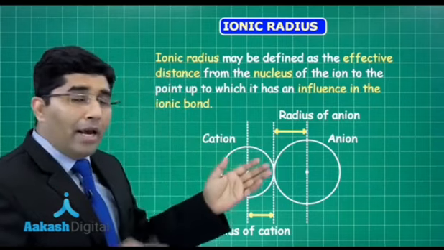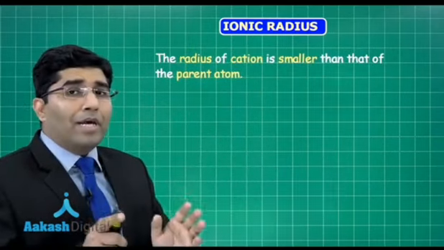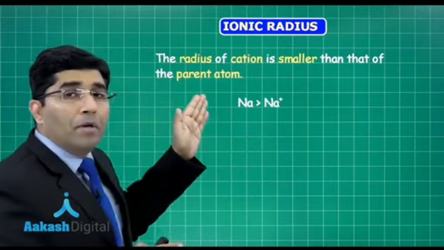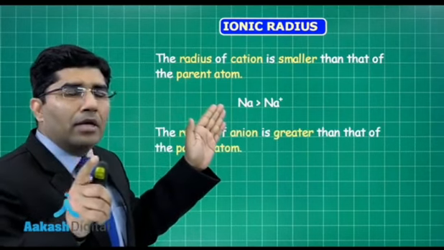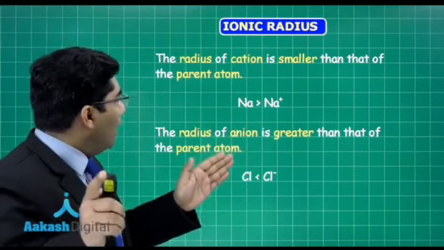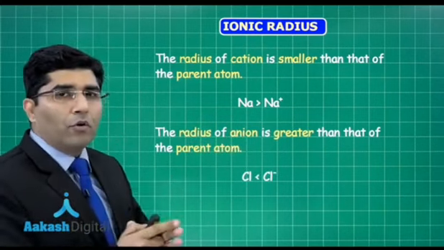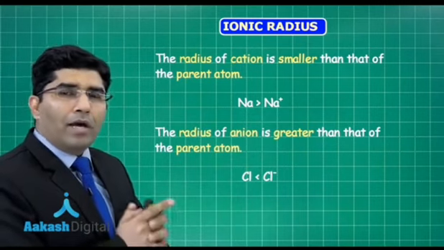And you know one thing, the radius of a cation will always be smaller than the parent atom. For example, the radius of sodium will be bigger than Na+. And chlorine will be smaller than chloride, right? So this was all about the atomic and the ionic radius.